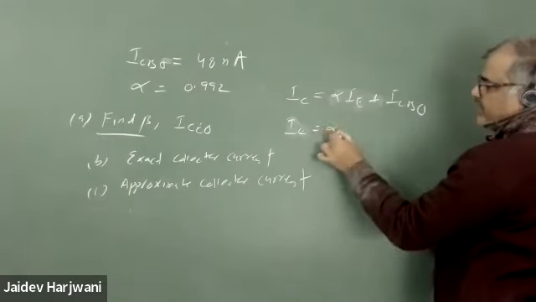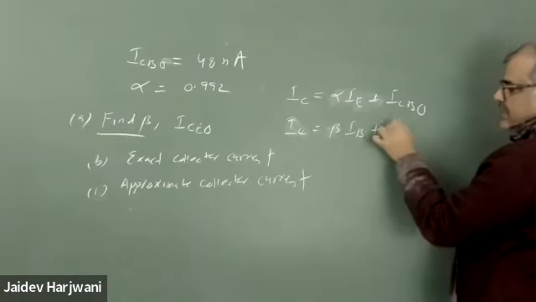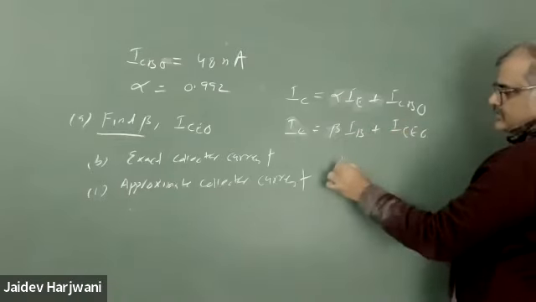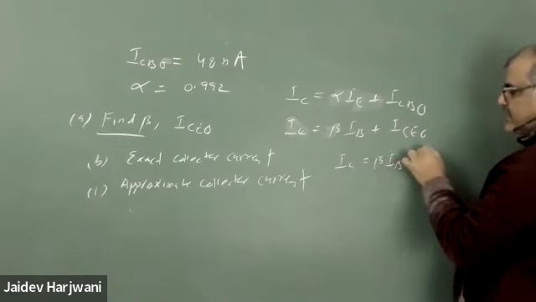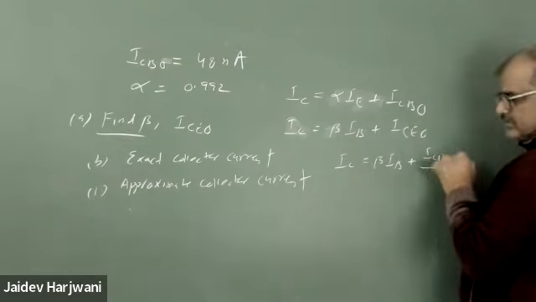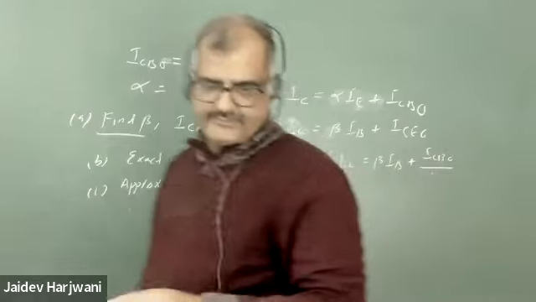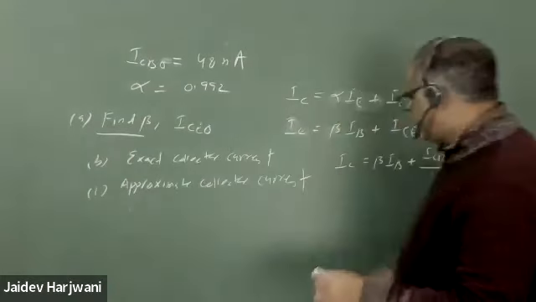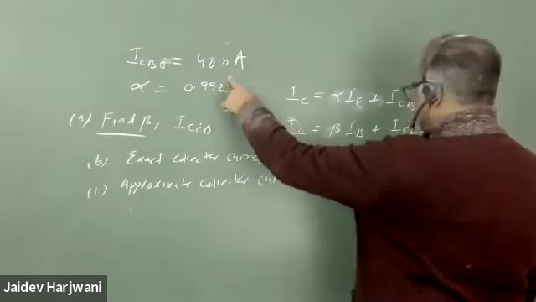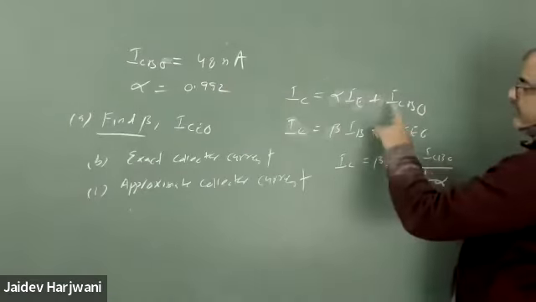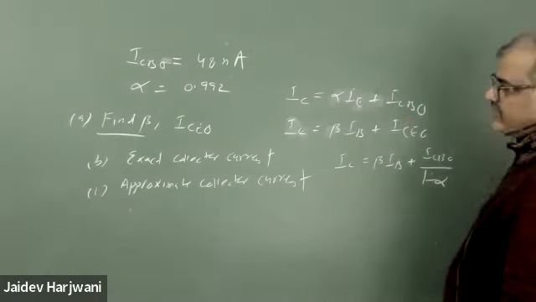Or you put here a value. Yesterday we did that, it will come as beta IB plus ICO. ICO is what? ICBO upon 1 minus alpha. You know all the relations. So you know the alpha value and the ICBO value, so you can always find beta.